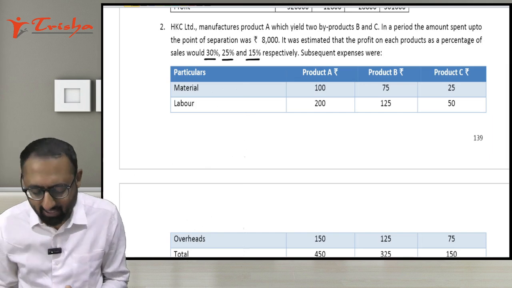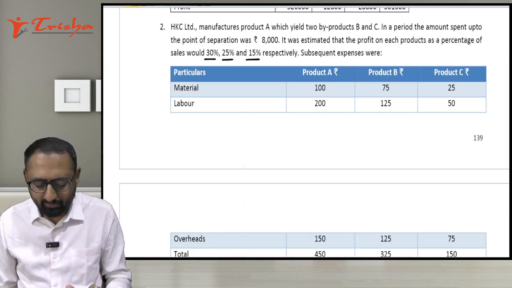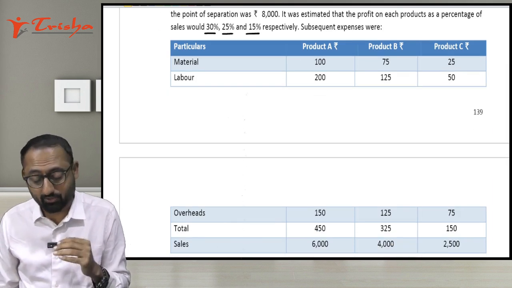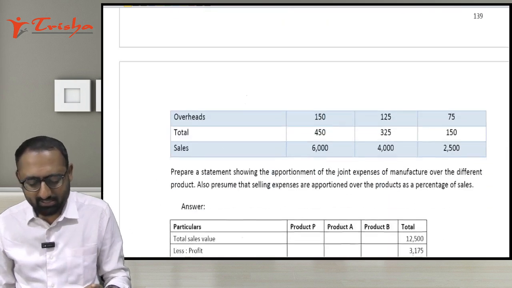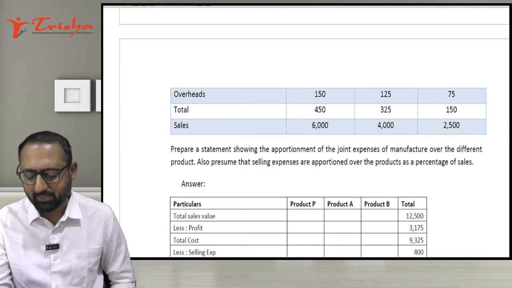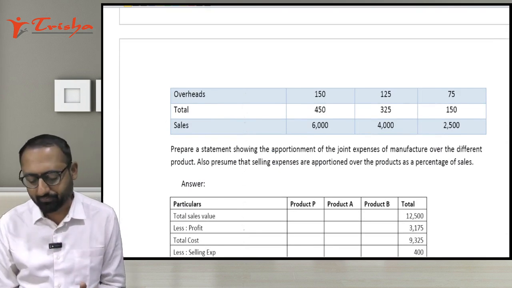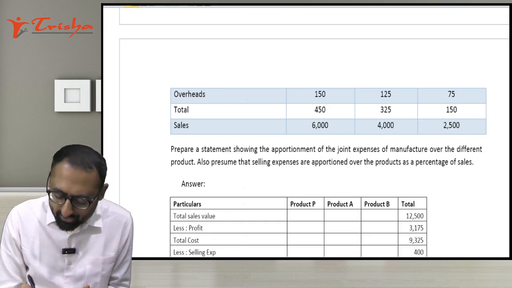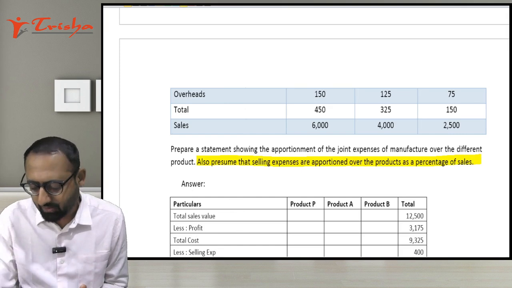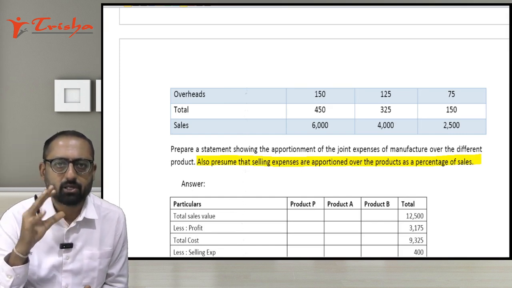Subsequent expenses are given for product A, product B, product C: material, labor and overhead. Total subsequent expenses means further processing cost is given, and sales is also given. Prepare a statement showing apportionment of the joint expenses of a manufacturer over the different products. So apportion the joint cost. Also presume, very important adjustment, that selling expenses are apportioned as a percentage of sales. In the ratio of sales, selling and distribution expenses will be allocated.